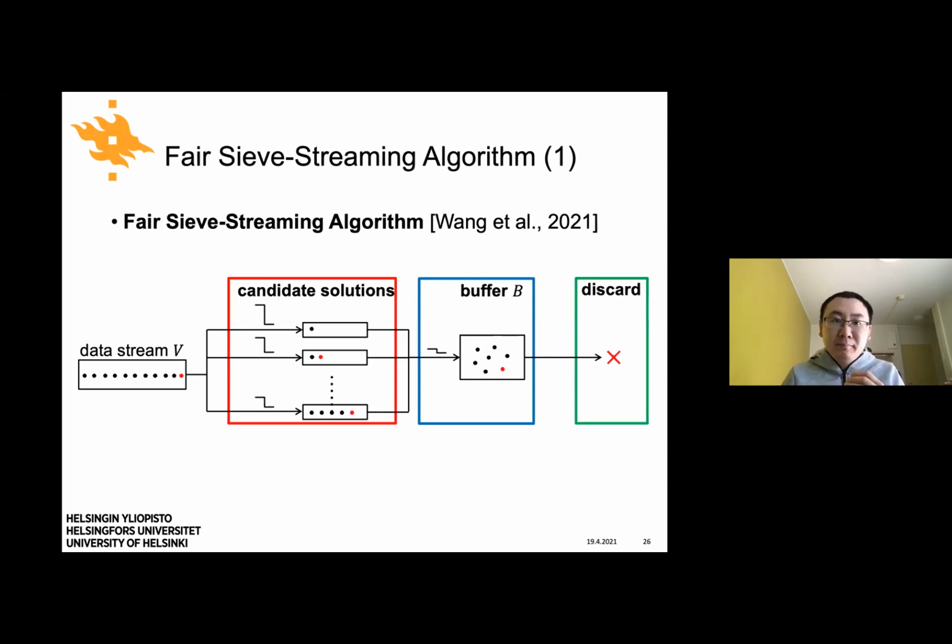And we can also propose a fair algorithm for the streaming setting, which is called the fair safe streaming algorithm. Here, the fair safe streaming algorithm is mostly similar to the safe streaming algorithm because it also maintains multiple candidate solutions with different thresholds. But the different part is it also maintains a buffer B to store the elements that can neither be added to the candidate solutions nor be safely discarded.